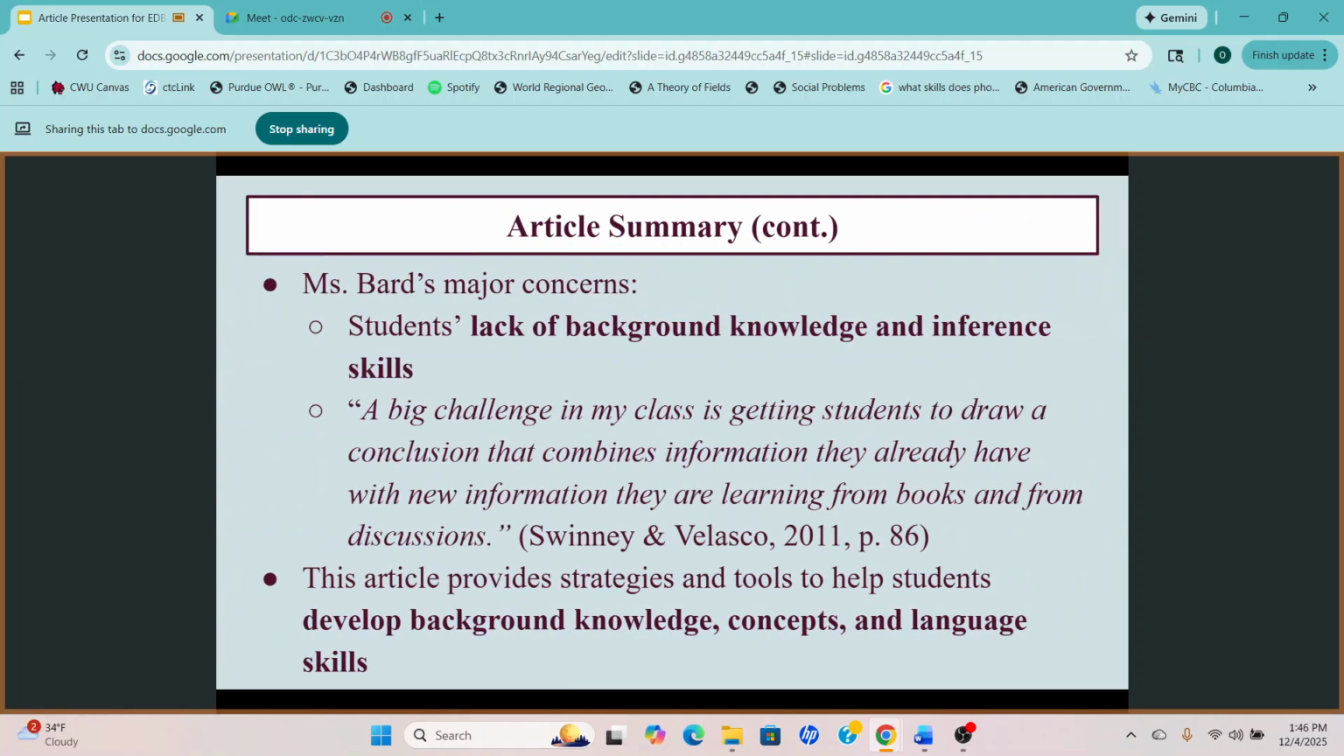Miss Bard's major concerns are students' lack of background knowledge and inference skills. A quote from the summary is, "A big challenge in my class is getting students to draw a conclusion that combines information they already have with new information they are learning from books and from discussions." This article provides strategies and tools to help students develop background knowledge, concepts, and language skills.